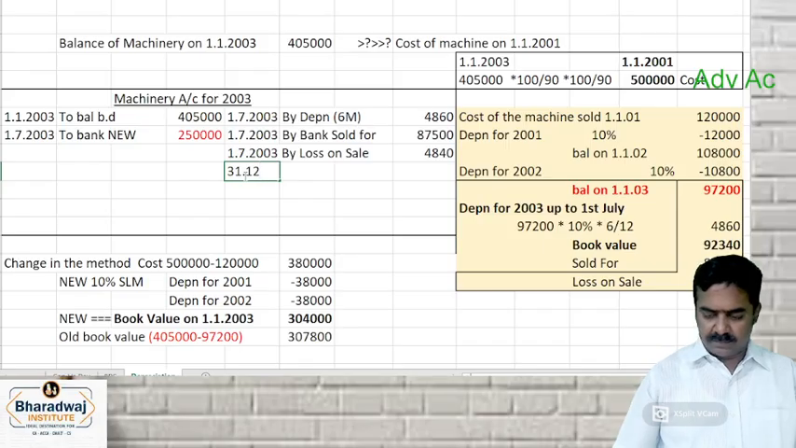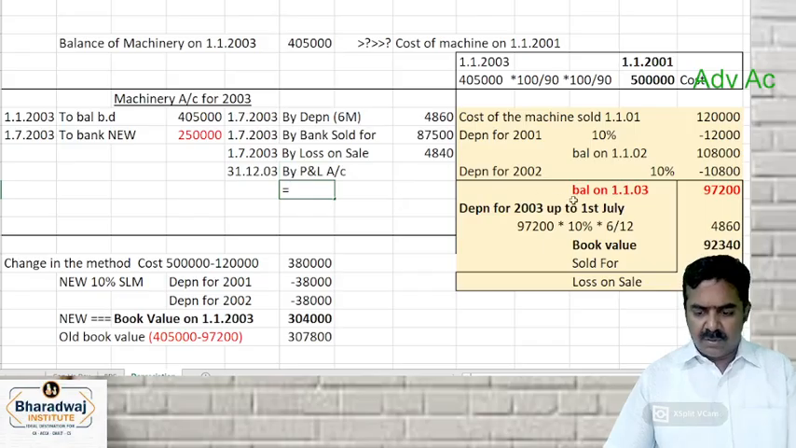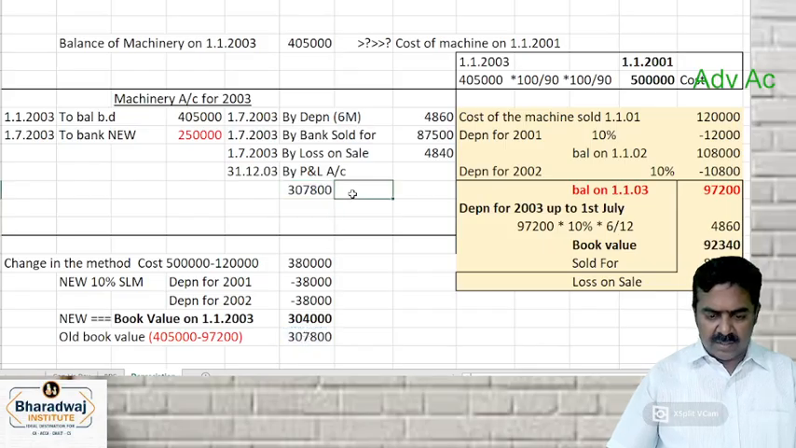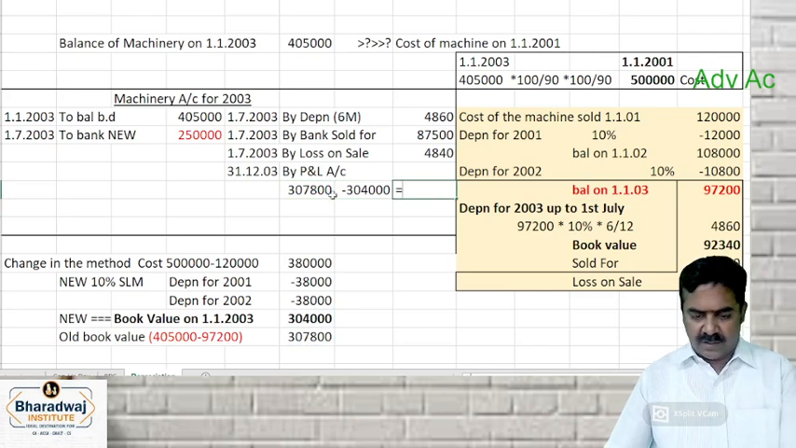31/12/2003, by P&L account. The difference in value we have to place. What is the difference in value? Old value 3,07,800 minus new value 3,04,000. The difference you will take to P&L.